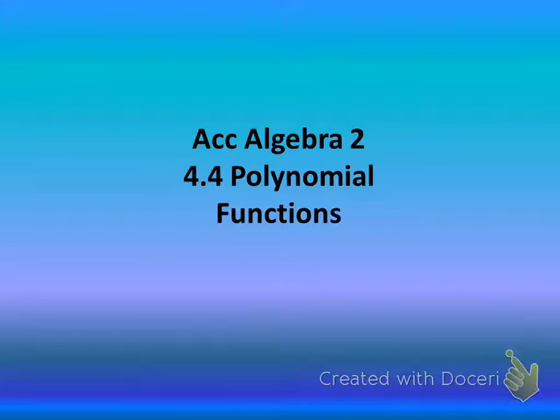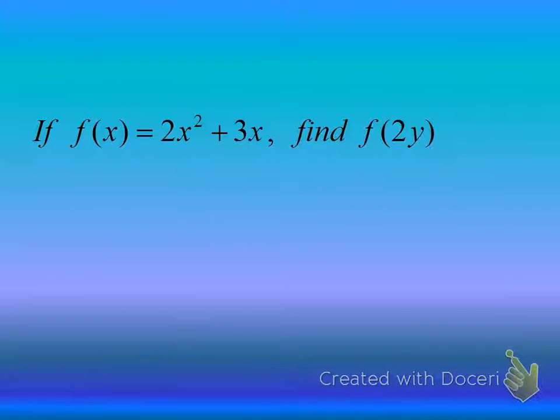4.4 Polynomial functions. Here we go. Let me get you an easy one to start with, from yesteryears. If f of x equals 2x squared plus 3x, find f of 2y. 2y goes where x is.